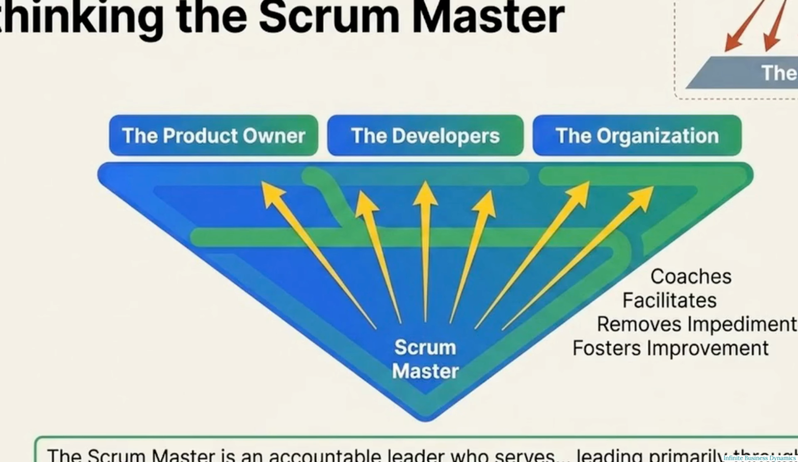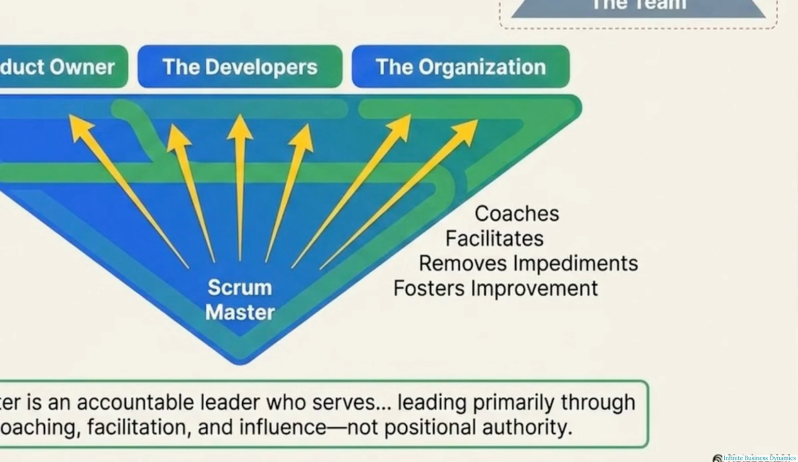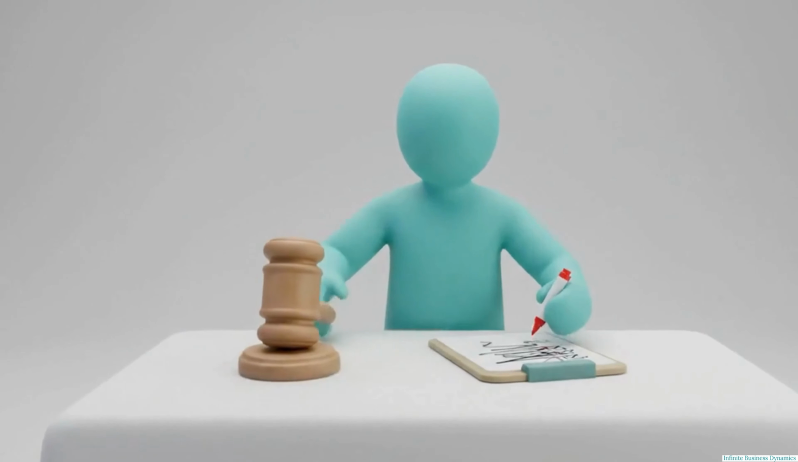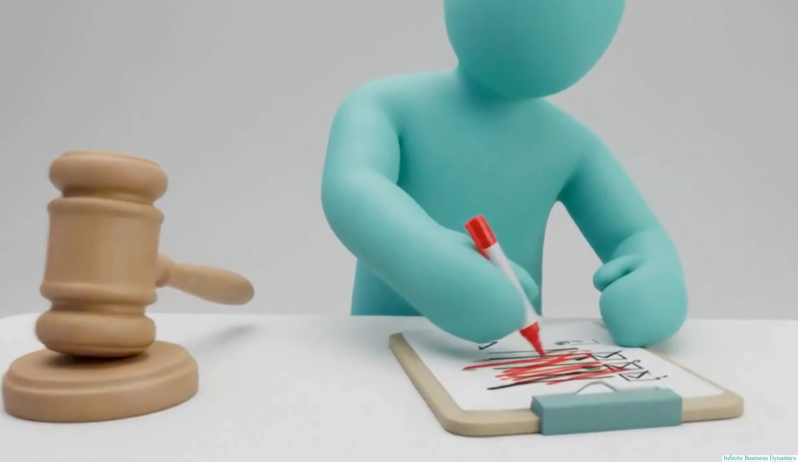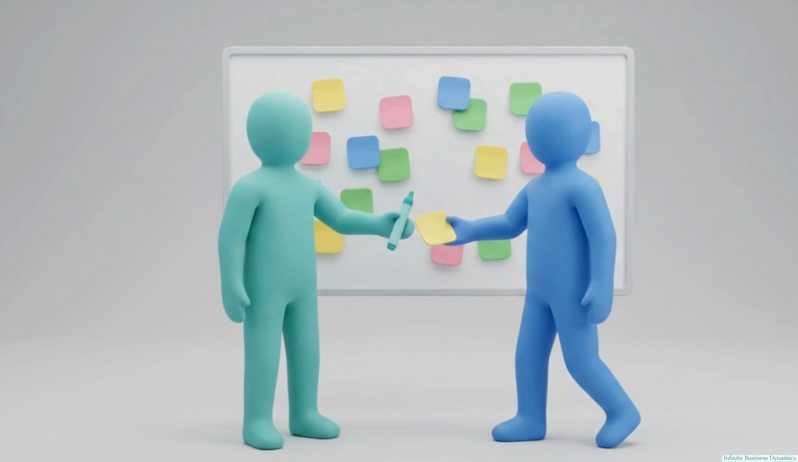Then there's the Scrum Master. This visual maps out their true position, an inverted triangle where they serve the team from the bottom up. They don't assign tasks. They act as the guardian of the framework, clearing obstacles and coaching the team toward greater effectiveness. The exam loves to test this by offering answers where the Scrum Master takes meeting minutes or penalizes team members for missing daily events. Remember, they are facilitators and servant leaders, not secretaries or process cops.